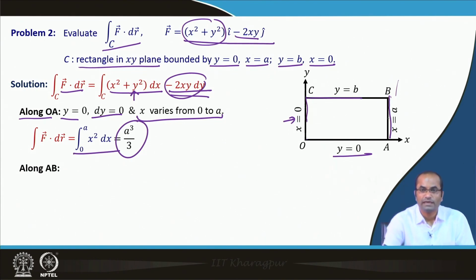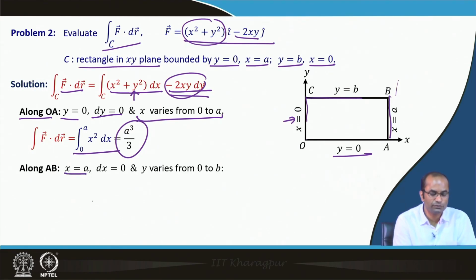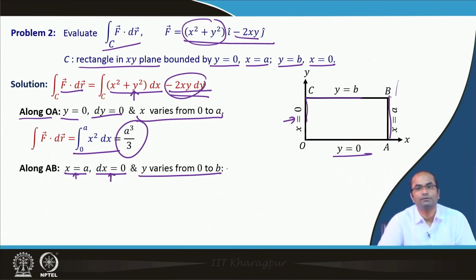Similarly, along this AB line, we have x equal to a, so dx is equal to 0, because x is constant. Naturally the dx will be 0. The y varies from 0 to b in this case. So, again the same situation: in the given integral we will substitute x equal to a, dx will be 0, and y will vary from 0 to b.